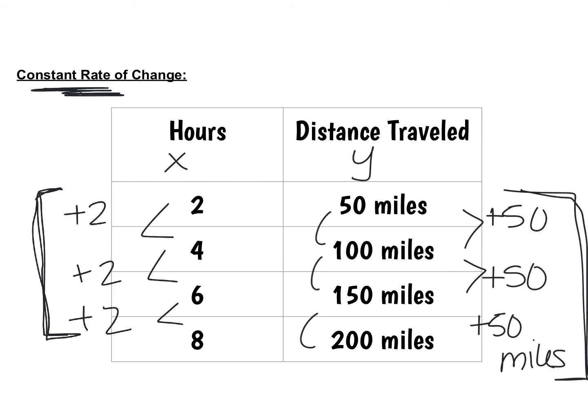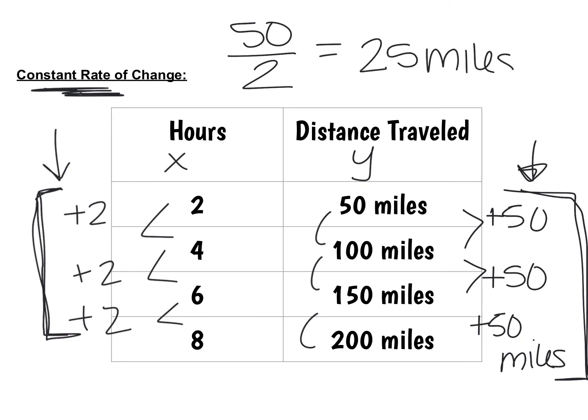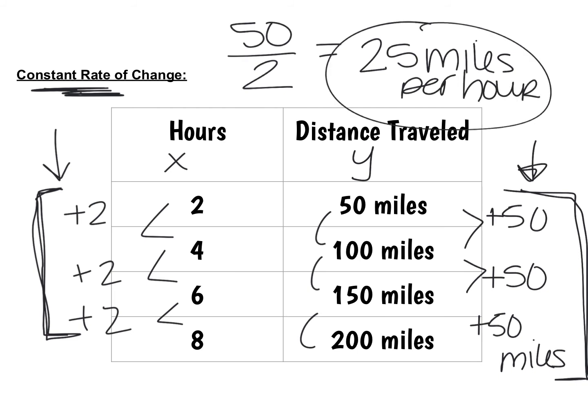The constant rate of change then would be how many miles in 1 hour. So I would take 50 from here and 2 from here. 50 miles in 2 hours, 50 divided by 2 is 25. So it would be 25 miles per hour is my rate of change.